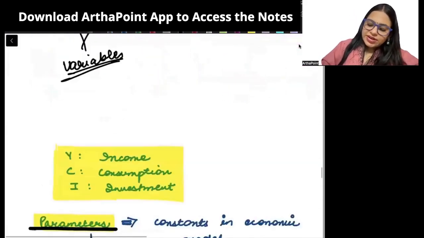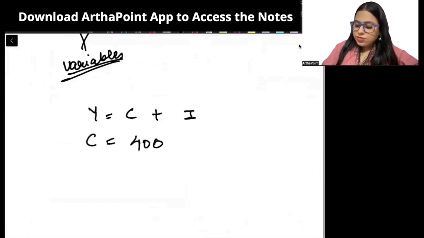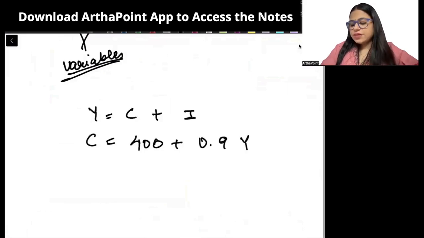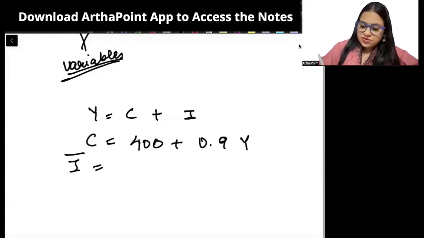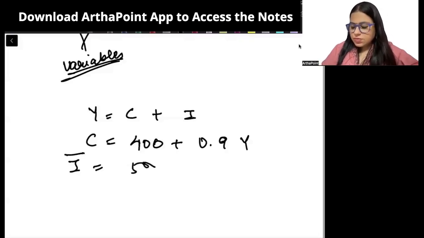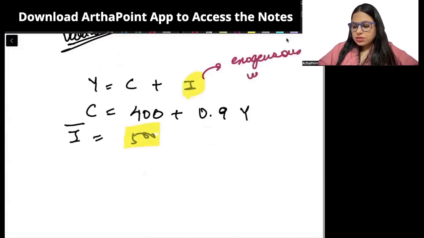Right? तो जैसे I go ahead and I tell you कि y is equal to c plus I, है ना? And c is equal to 400 plus 0.9 y, right? And investment is autonomous. Investment constant है. It is fixed at, again, suppose it is fixed at 500. So try to understand what I am doing in this question. See, these are constants, right? The value of investment is constant. तो ये investment को हम exogenous variable बोल सकते हैं. It is determined outside the model.